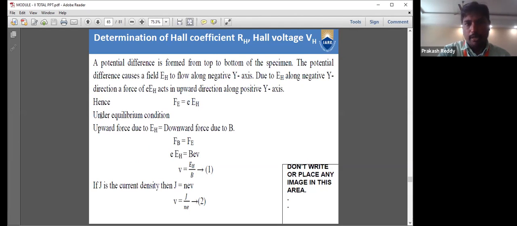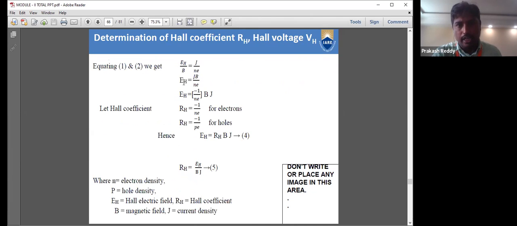At the equilibrium position, both are acting in opposite directions, right? So at the equilibrium position, the two forces acting on the electrons are equal. So now I'm equating the upward force and downward force, nothing but the force due to the electric field and the force due to the magnetic field. By equating the two and by taking the equation for current density, I'm going to derive the equation E_H equals J B by n e. From that equation, I am taking the equation for R_H.